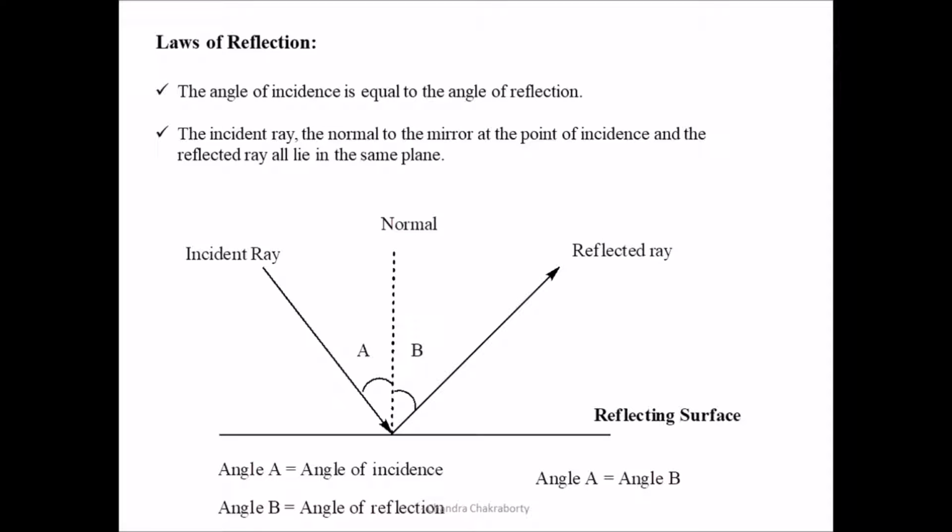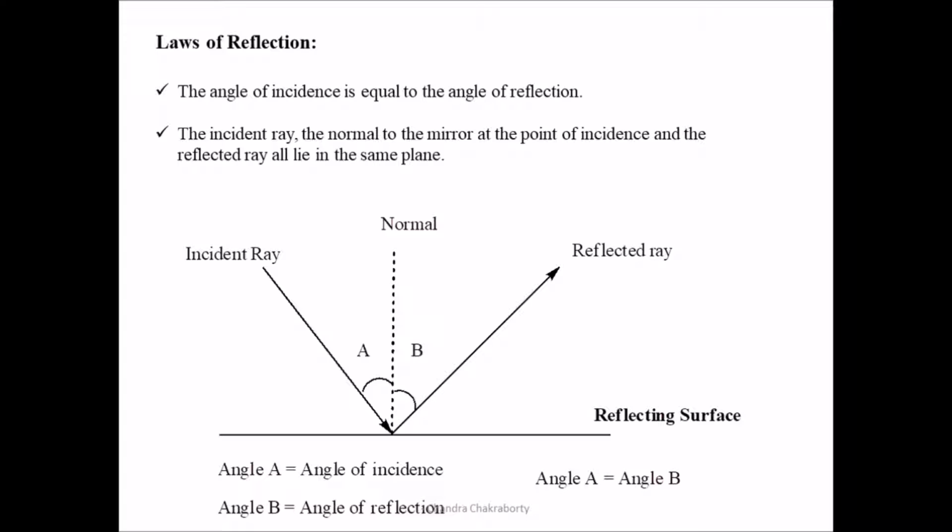Now my friends, we all know that all phenomena that happen in nature are governed by a certain set of protocols, by certain laws. Even the phenomenon of reflection is governed by certain laws. So there are two laws of reflection. The first one is the angle of incidence is equal to the angle of reflection. The second one is the incident ray, the normal to the mirror at the point of incidence, and the reflected ray all lie in the same plane.